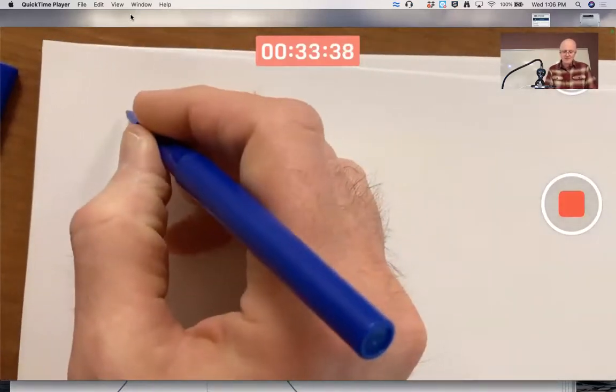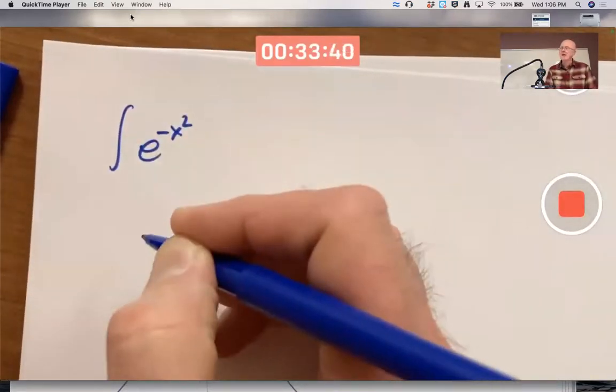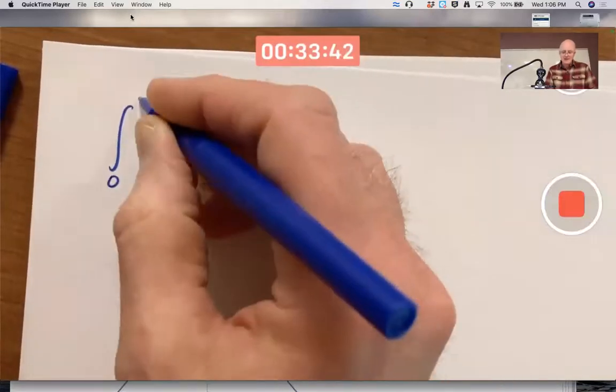What if we wanted to find the value of this integral?